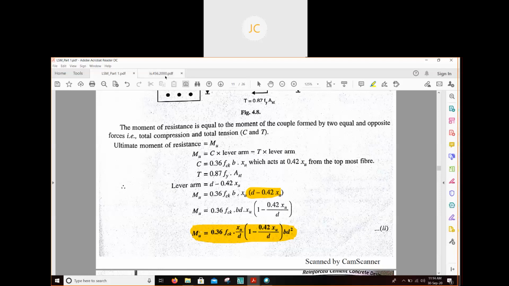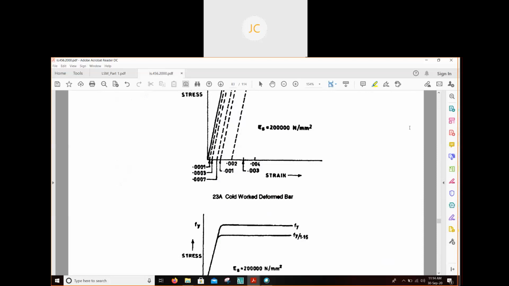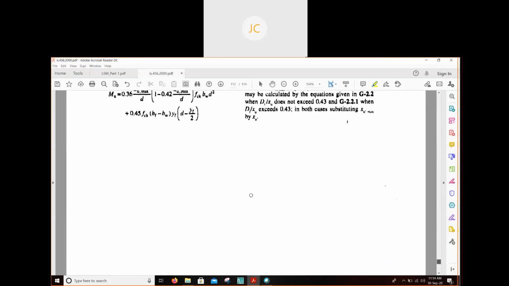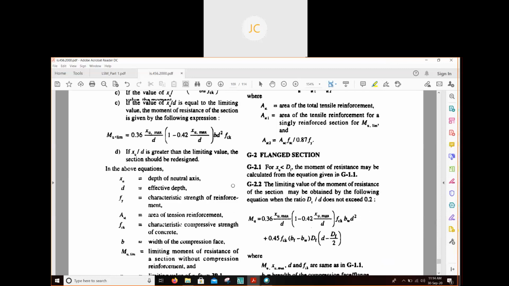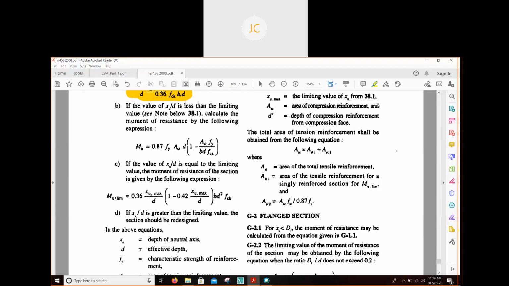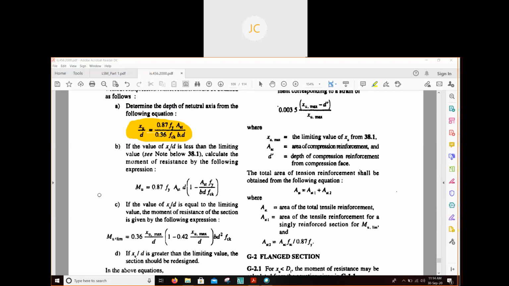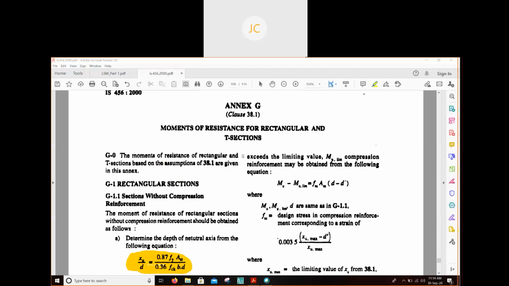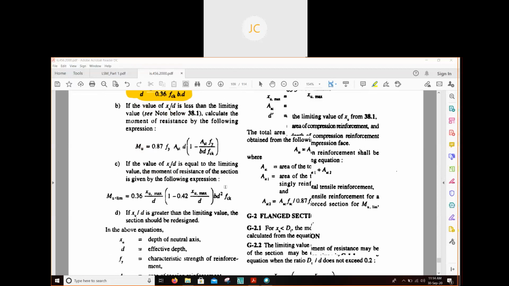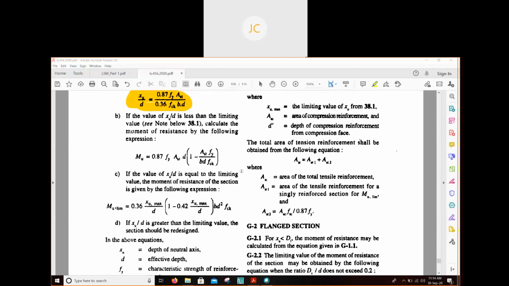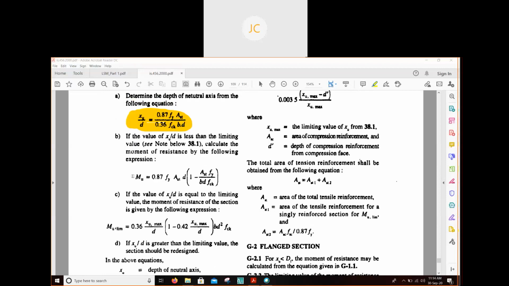Again, all of you please go to your annexure G. Page number 96, annexure G. You can see here the formula for moment of resistance is written.